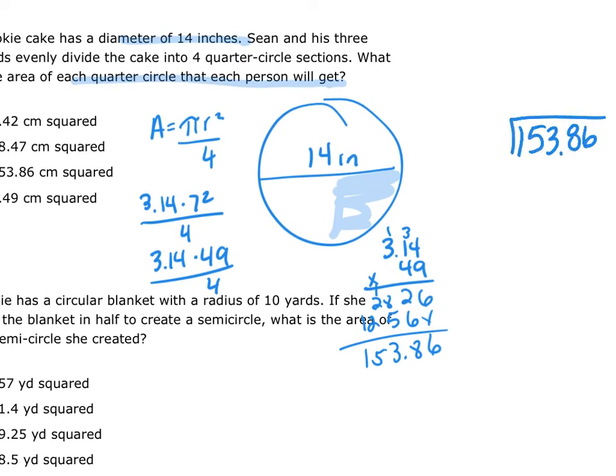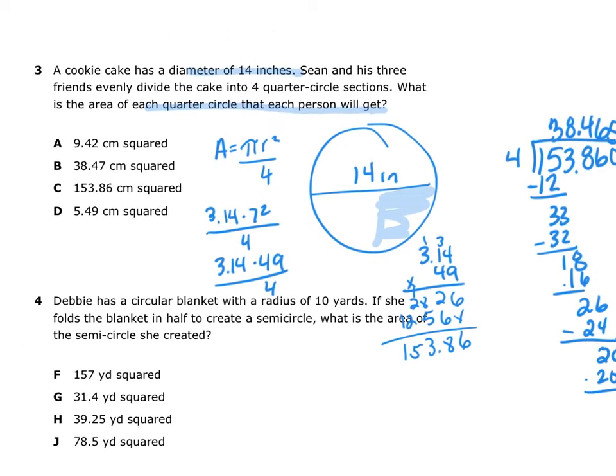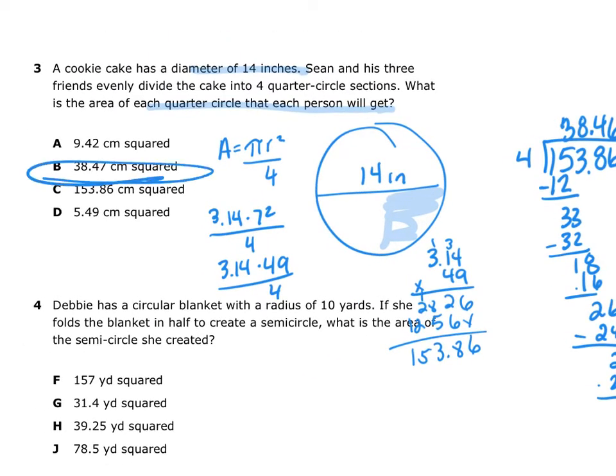153.86. Stop this whenever you need so you can catch up, so you can write everything down. To do corrections, we need to be writing everything down. Okay, hold on just 1 second. And then we get 38.465, which is going to round up to 38.47.